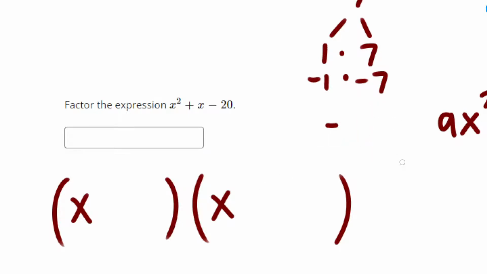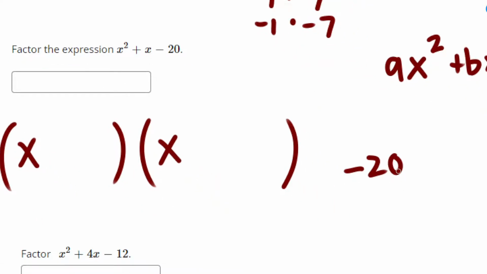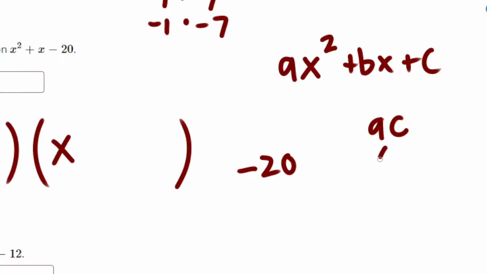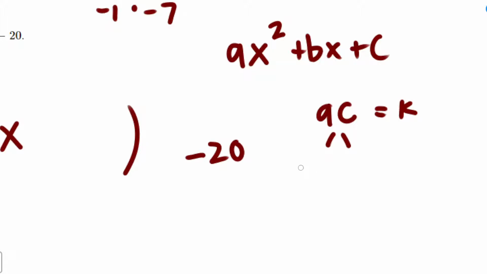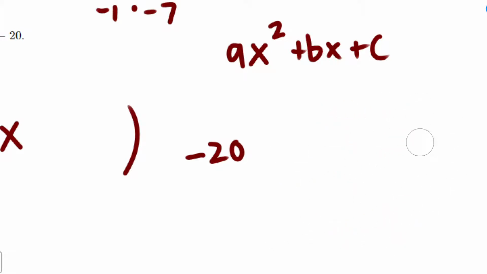And this is where we want to find the factors. What can multiply to -20 but adds to 1? And we want to say adds to the b. So it's like a times c, and then we'll call this k. We want x and y, and not necessarily those x. We want them to multiply to k, but to add to b. Yeah, it's kind of hard to express in these.